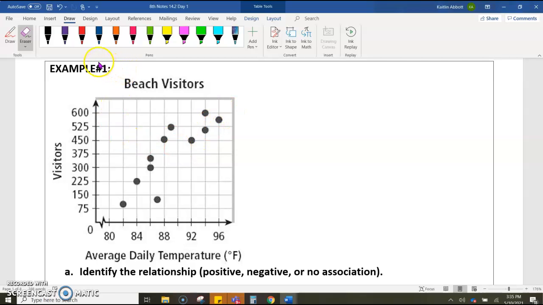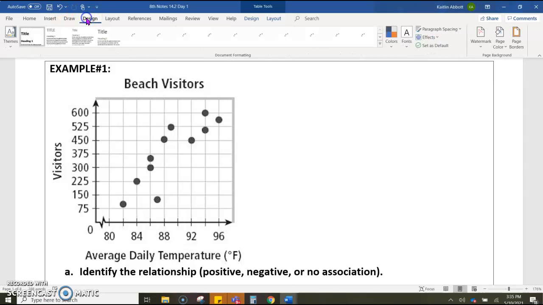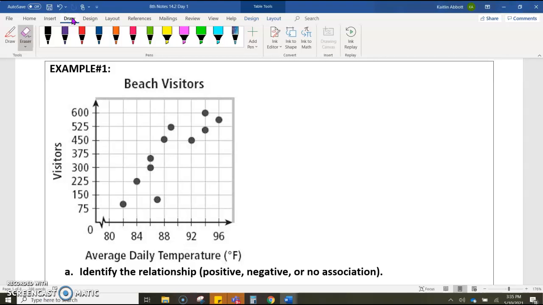Now, a ruler would be really handy right now. I don't believe Word has one. But I think, I don't remember. Watch, I'll figure it out later.